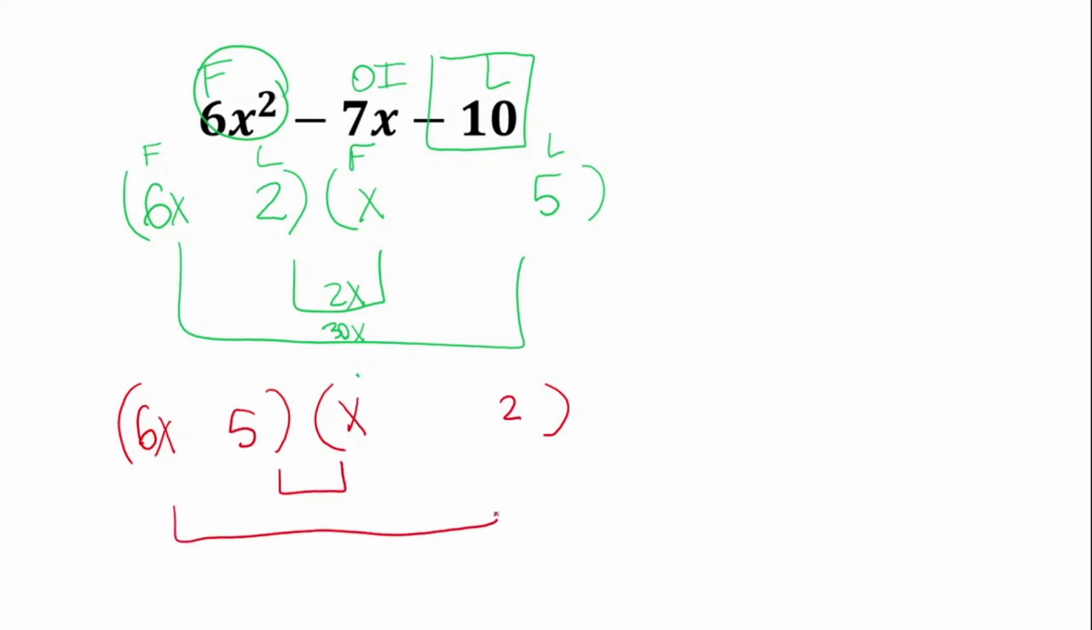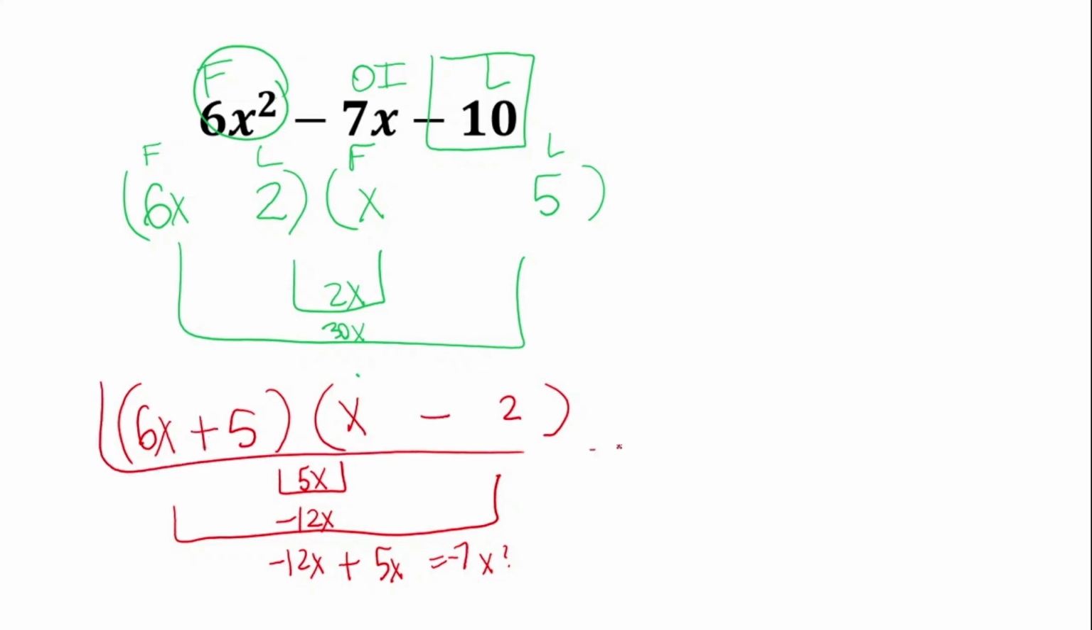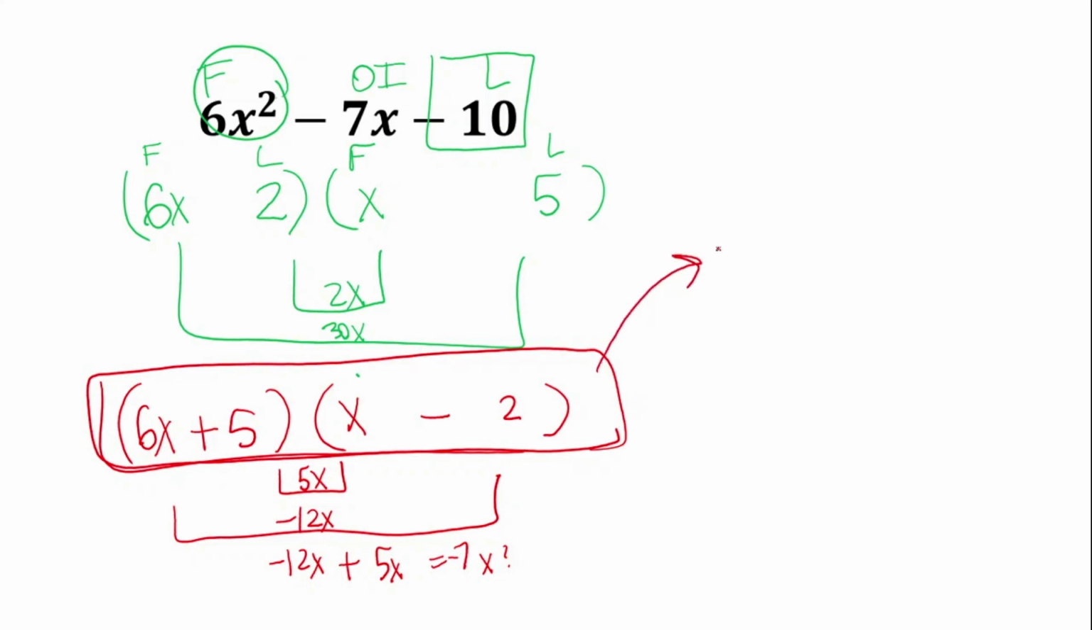Okay, let's check outer inner. We got 5x, 12x, and we've got to think to ourselves, is there any way we can get negative 7 from that? And the answer is, yeah, we can. If we make 12x negative and 5x positive. So 5 should be positive, and negative 12 means that the 2 over there should be negative. So there are our last factors. And that's how you factor, guys.